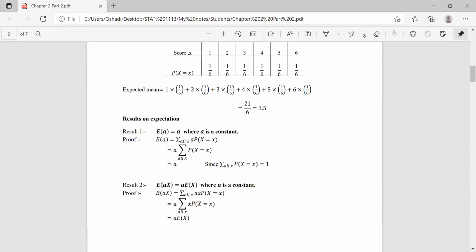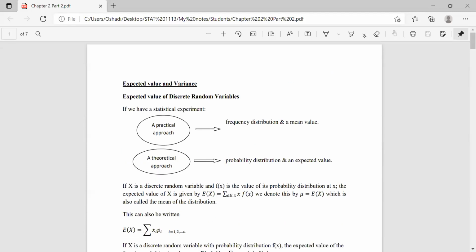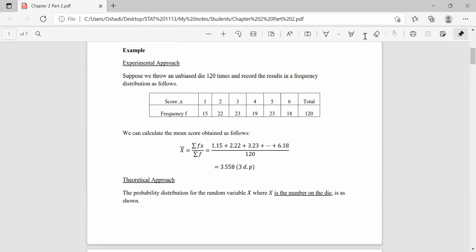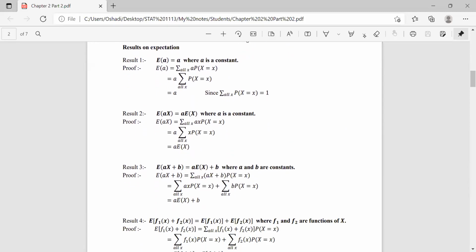Right. So this is for the discrete case. There are some results under the expectations. So if we take the expected value of a constant, the expected value of a constant is the constant itself, right? Expected value of a constant is equal to the constant itself.